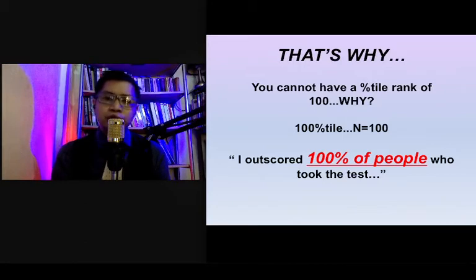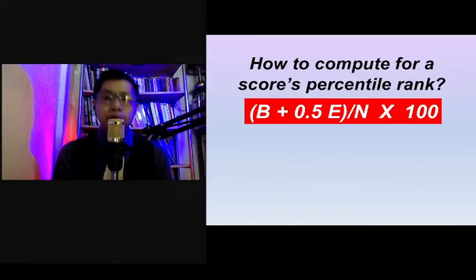Tignan nyo yung logic. If you get a percentile rank of 100, it means you outscored 100% of people who took the test, which is literally impossible. Kasi part ng 100% na yan, yung sarili mo. And you cannot outscore yourself. 'Di ba? Kasama ka dun sa computation eh. So the highest percentile rank you can get is a 99 percentile, which means your score is on top of all the scores in the population.